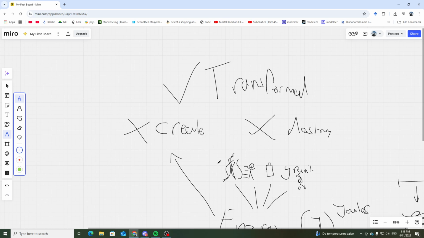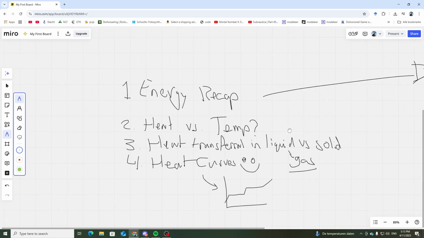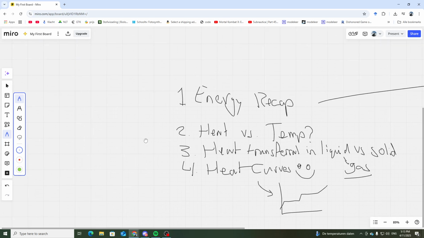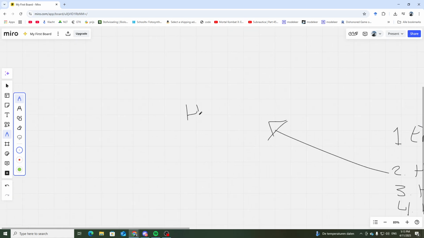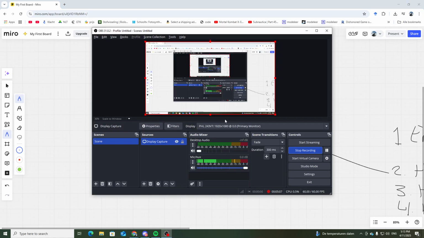Cool. Energy. Let's go on then to heat and temperature, because there is a difference between them. Heat I'll go to later because that's a bit more difficult. Temperature we are more familiar with. That says temperature, by the way. Let me check if it's working.